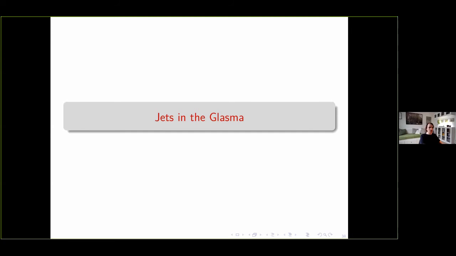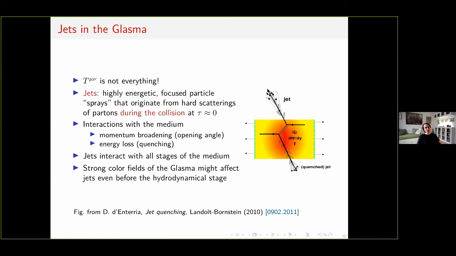Okay, and in the last part, I quickly want to show you some results from our latest project, which is about jets and the plasma. In all of this talk, I basically only talked about aspects of the energy momentum tensor, but one has to, of course, remember that it's not everything that's interesting in heavy ion collisions. There are different observables, phenomena like jets, which show up in the detectors as highly energetic focused particle sprays. And these particle sprays actually come from initial hard scatterings during the collision.